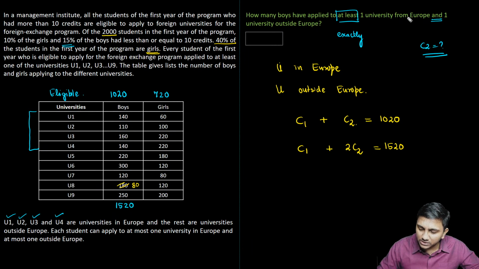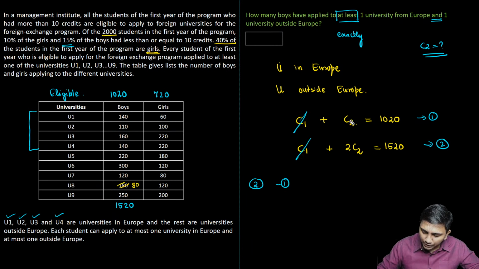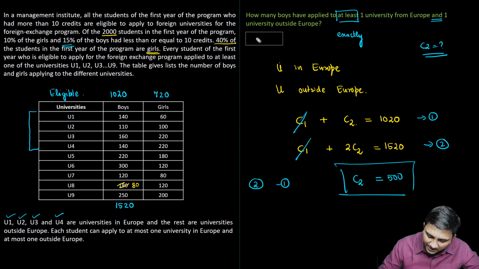Because exactly one university from Europe and one university outside Europe. So I've got the two equations. Now it is very simple to get the value of C2. All that I can do is just do equation 2 minus equation 1. If I do that, C1 and C1 will get cancelled. C2 minus C2 will be C2. That will be equal to 1520 minus 1020, 500. So 500 is the answer for this question.